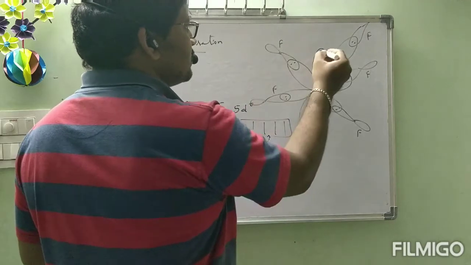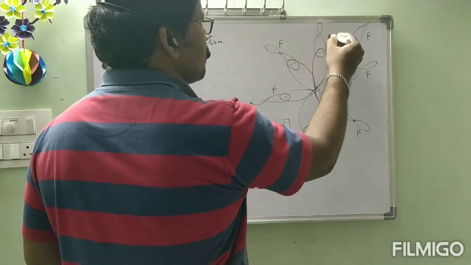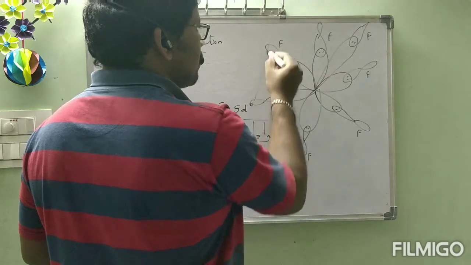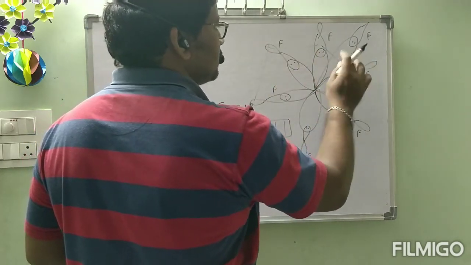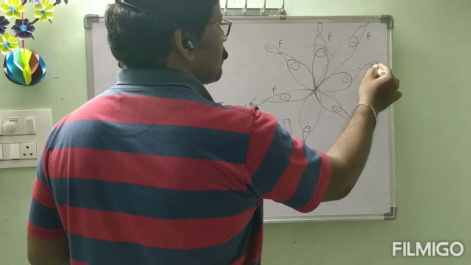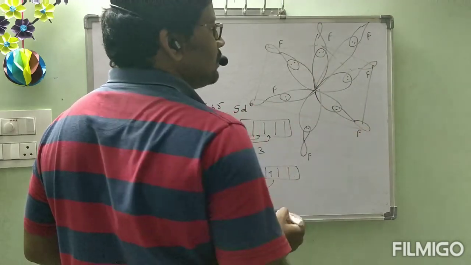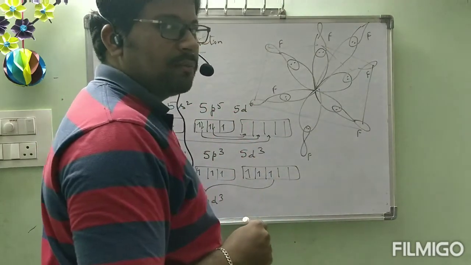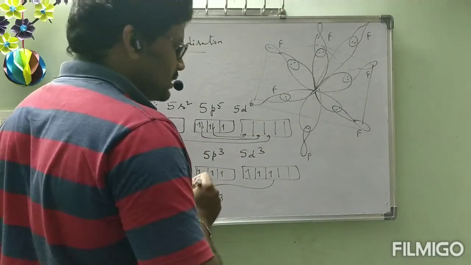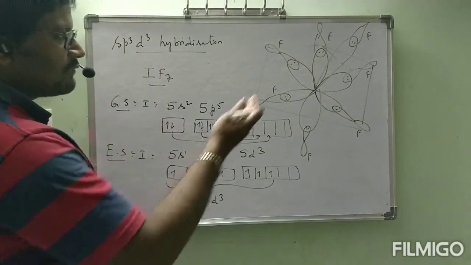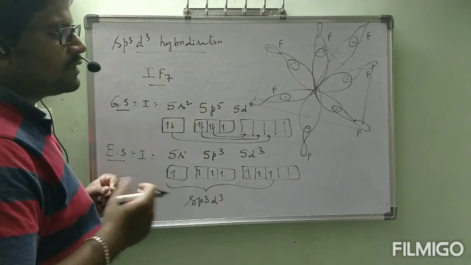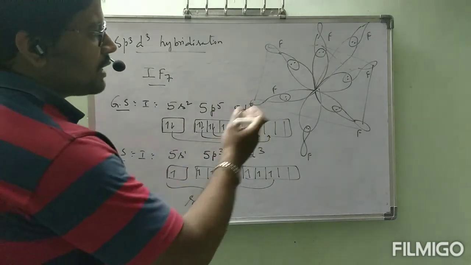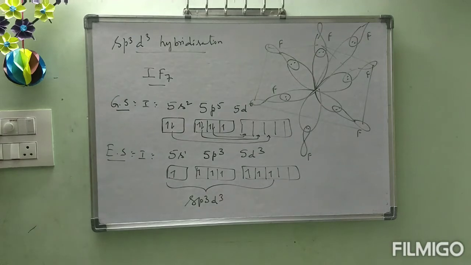If you join these 5 more, you will get pentagonal, from above and below pyramidal, bipyramidal. So the name of this structure is, okay, first draw the structure, after that I will write the name. I hope you are understanding the structure also. 5 are in plane, 1 will be above the plane and another one will be below the plane.